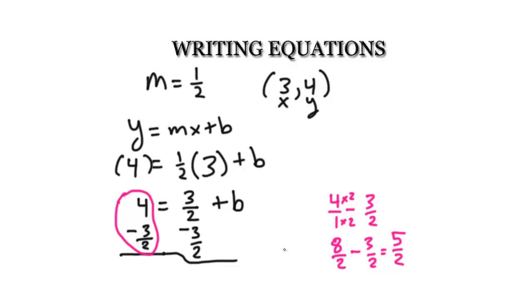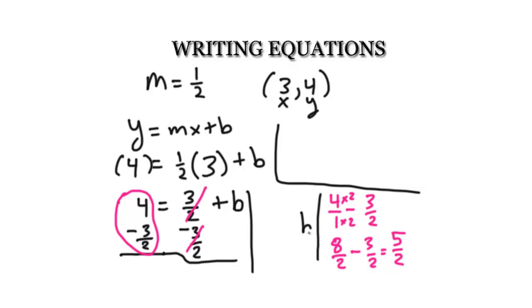Alright, so this 3/2 and this negative 3/2, they go to 0. So you have b equals 5/2, right? So let me write that down up here, right? So this here, b is on the right hand side, right? And that's equal to 4 minus 3/2, but we did 4 minus 3/2, and that gives us 5/2. We'll put it right there. Alright, so we found our b, right, which is 5/2.